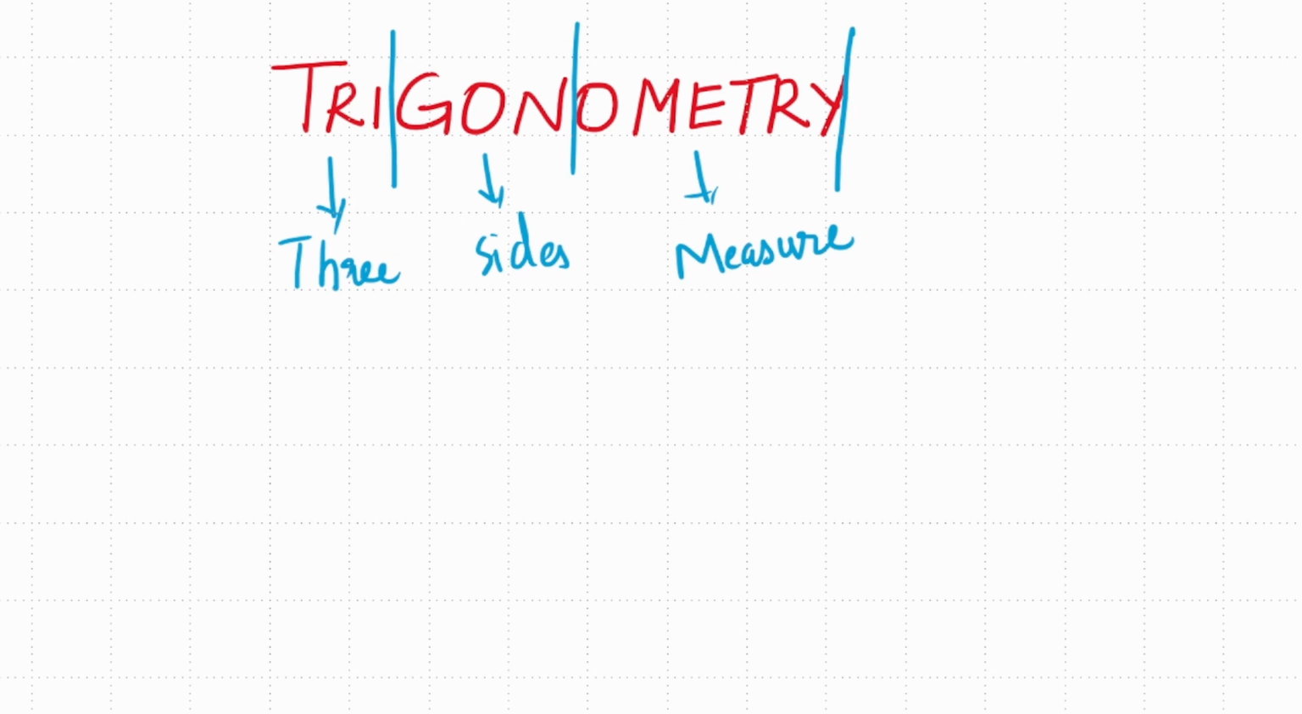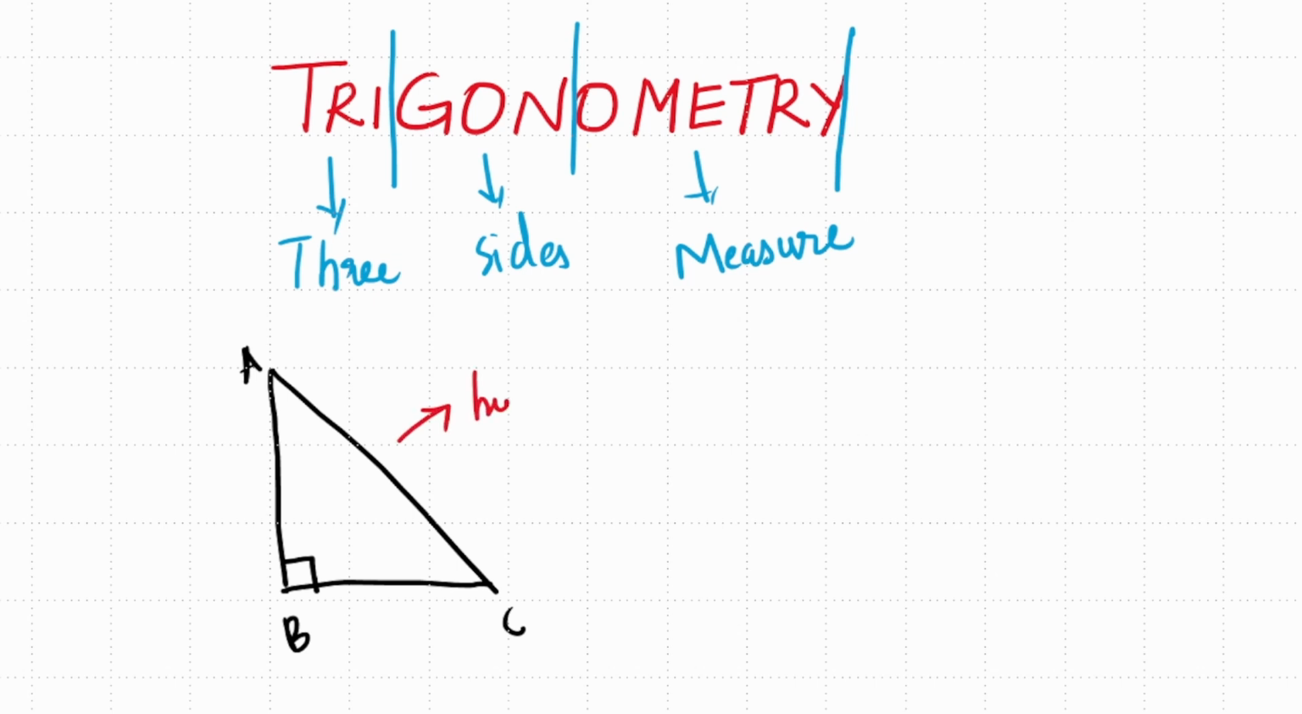First let us draw a right angle triangle over here. This is the right angled triangle. Let me give the names A, B, C, and it is right angled at angle B, which is 90 degrees. The side which is opposite to the 90 degrees, you know the name, right? That is hypotenuse.